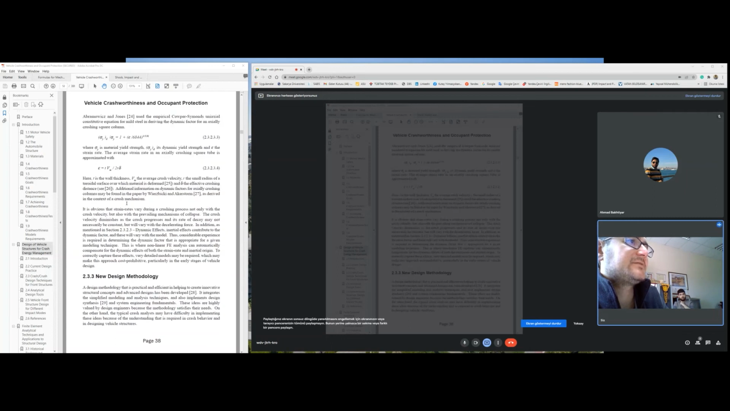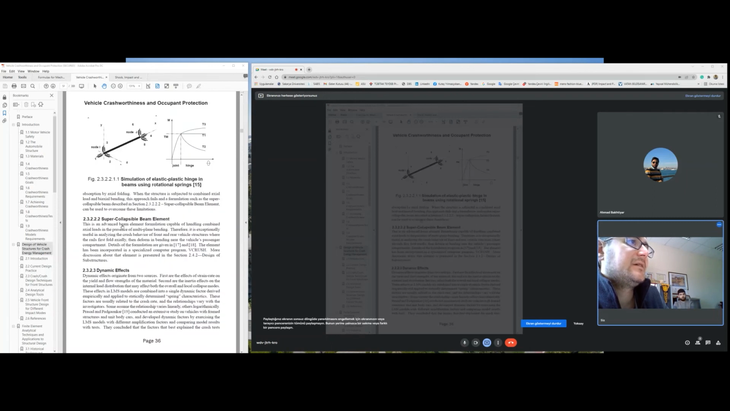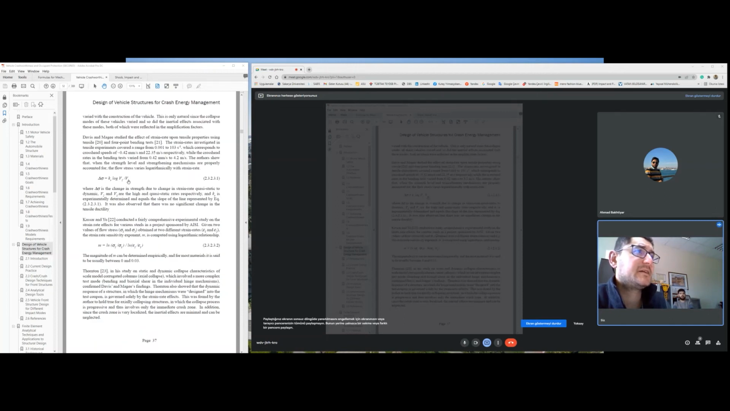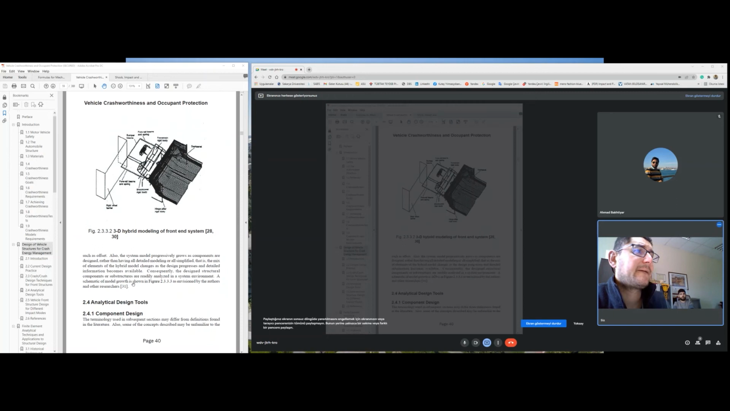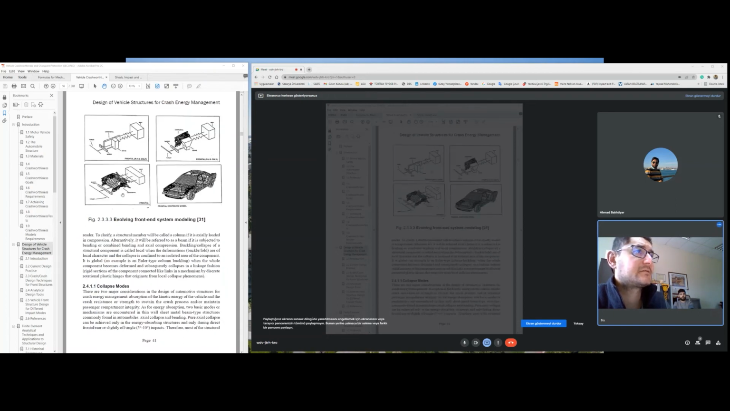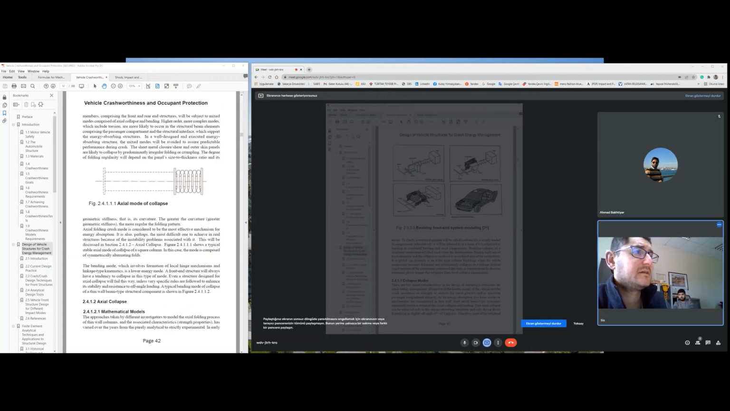Hinge mechanism is very important. Super collapsible beam, it means a kind of crash box. Dynamic effects, some equations about it. Analytical design here. Absorbing system. It also uses Kamal's model here, something like that. Collapse modes. This is the important part.